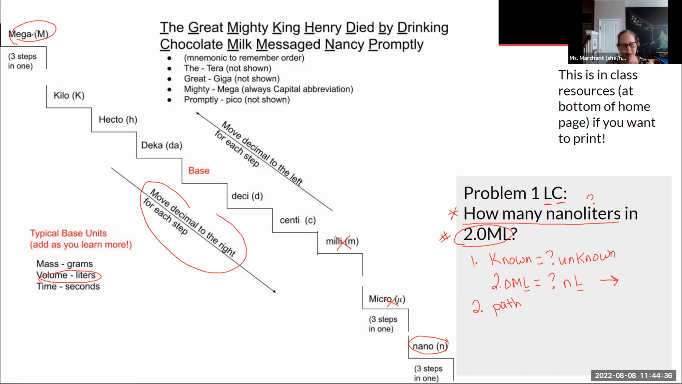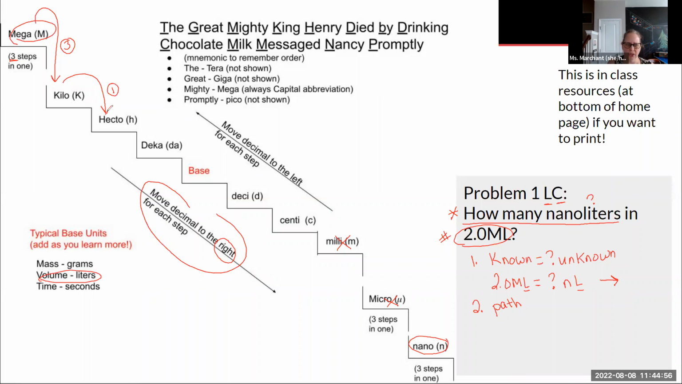If the path is going from above to down, we're going to be going to the right. So we're going to move the decimal to the right. How many times to the right? Let's count. This is one step, but this guy's a weird one. This is a big step. So this guy counts as 3 steps. Whereas between kilo and hecto is only 1 step.